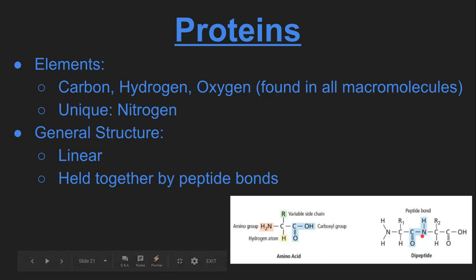So best thing to look for is you have nitrogen as your one addition to our standard three, carbon, hydrogen, and oxygen, which you'll see in everything. And then also you have that linear structure in proteins. It's all set up in a straight line. There are no chemical rings in this one, as we see in some of the others.